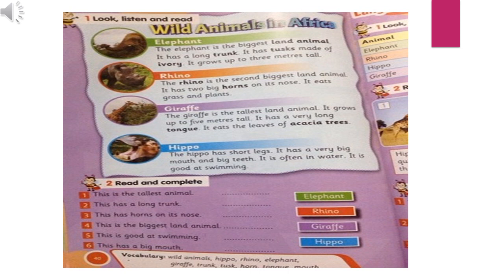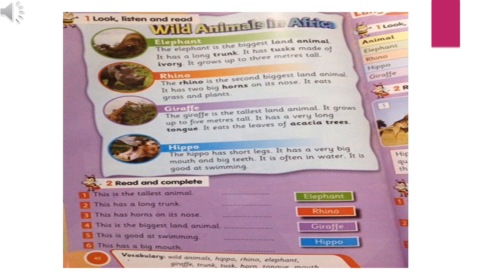The last animal that we are going to speak about is the hippo. Do you know the hippo? Where can you find the hippo? Yes, the hippo lives in water and on land. You can find it in both. The hippo has short legs. It has a very big mouth and big teeth. It is often in water. It is good at swimming. It can swim very well.